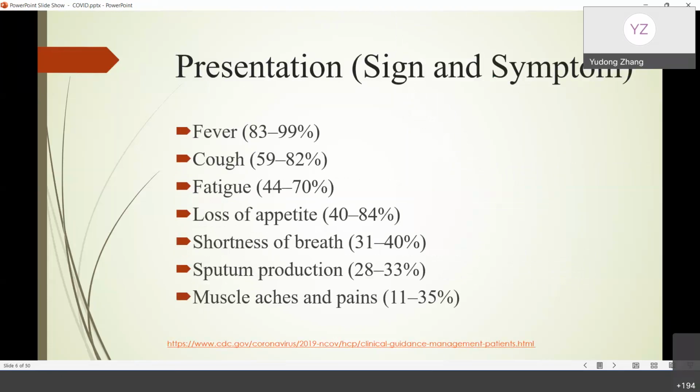What are the presentations, like the signs and the symptoms? The most frequent symptom is fever. There are different studies, and here we show some ranges. The different studies show that the most popular sign and symptom is fever, from 83% to 99%. That's the reason sometimes we need a temperature check. There are some other signs and symptoms like cough, fatigue, loss of appetite, shortness of breath, sputum production, muscle aches and pains, and some others.